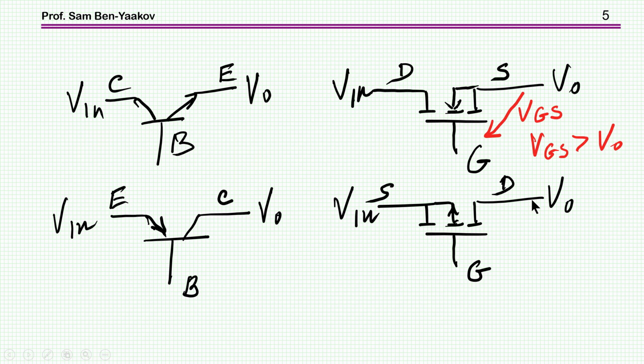Now, if the pass element is an N-channel, then the gate has to be more positive than the source. This would mean that the gate voltage has to be higher than the output. This would require that the input voltage will be higher than the output voltage if indeed the gate is derived from the input voltage. This can be accomplished actually two ways.